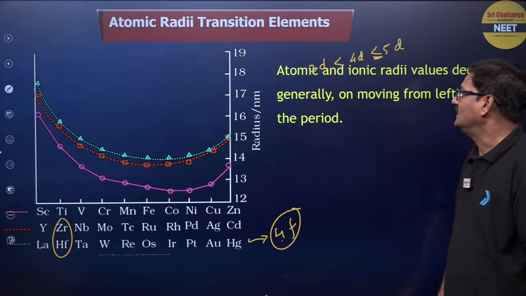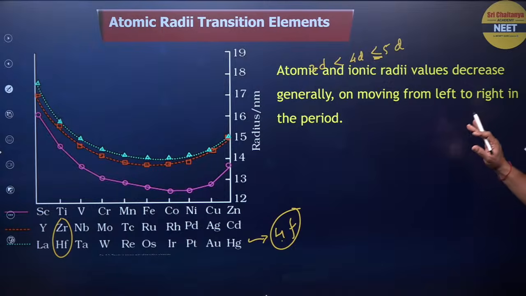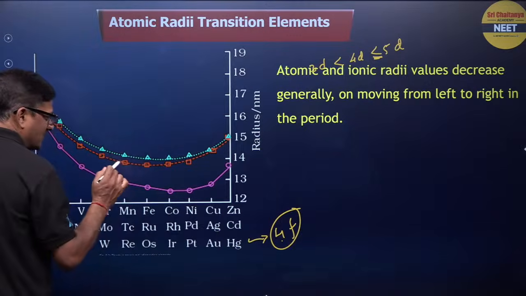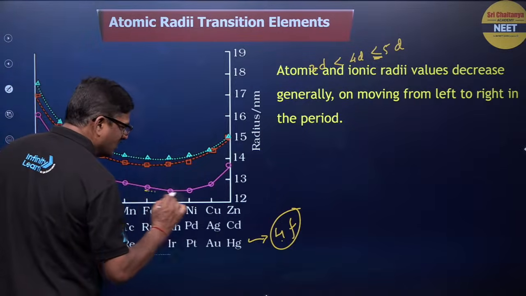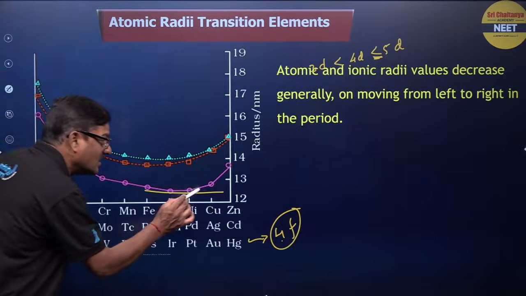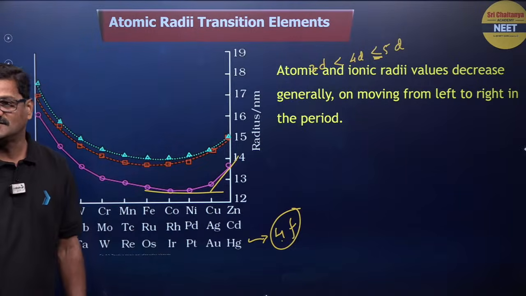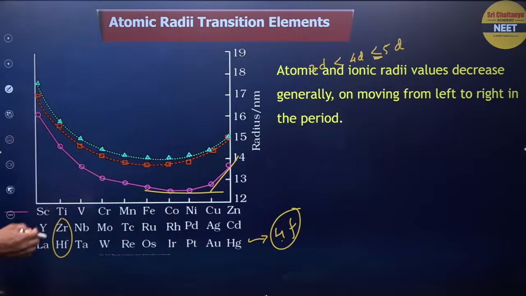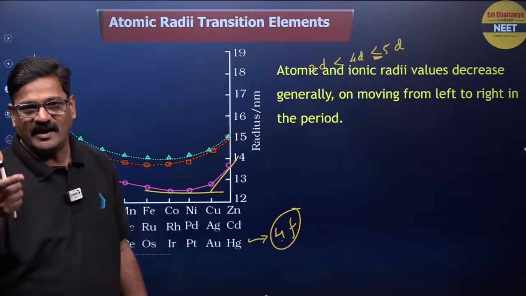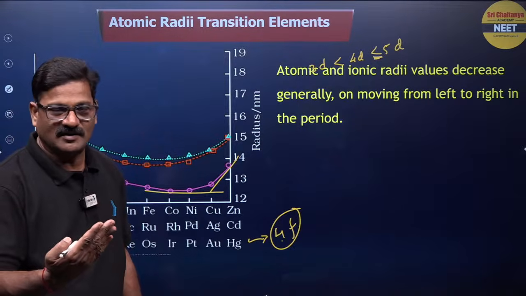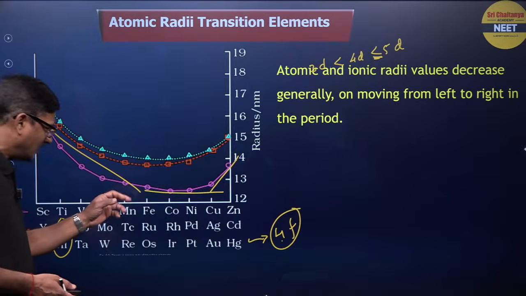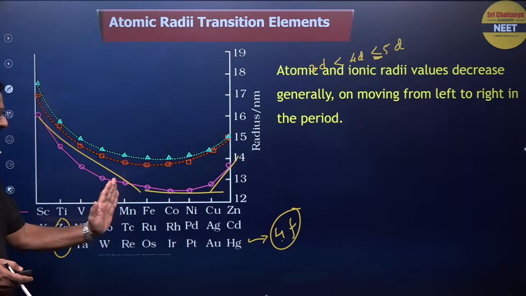Now let us see. Atomic and ionic radius values decrease generally moving from left to right in the periodic table. Yes, of course, it is decreasing, but you can see in the middle they are going to be nearly the same, and suddenly there is an increment. That is the way you have to observe the pattern. Whenever the graph is coming in the NCERT textbook, people see that graph and just leave it, but you observe it, it is decreasing, and up to D5 it is decreasing.